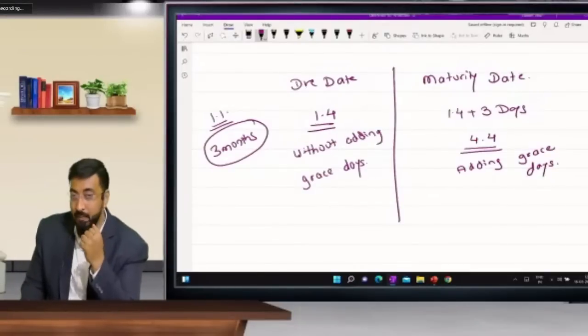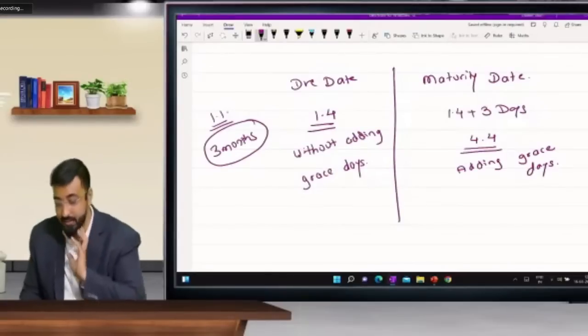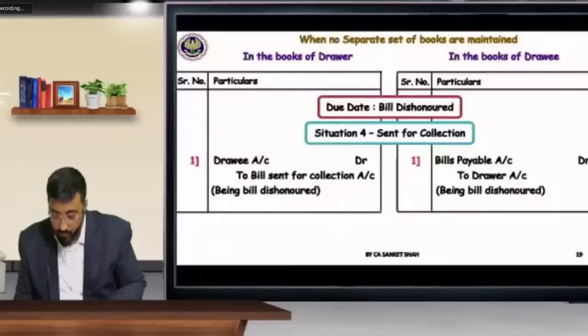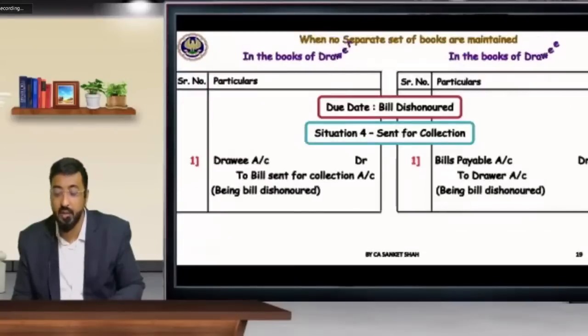But in exam, if in question itself it is mentioned due date, sometimes it may happen that only due date is given, but you just add grace days. But specifically, if you are asked to calculate maturity date, then you must add 3 grace days in that. So technical difference, बहुत simple है, but you can use these words interchangeably. But due date is without adding grace days, and maturity date is by adding grace days. Other difference I will tell you in the next session.